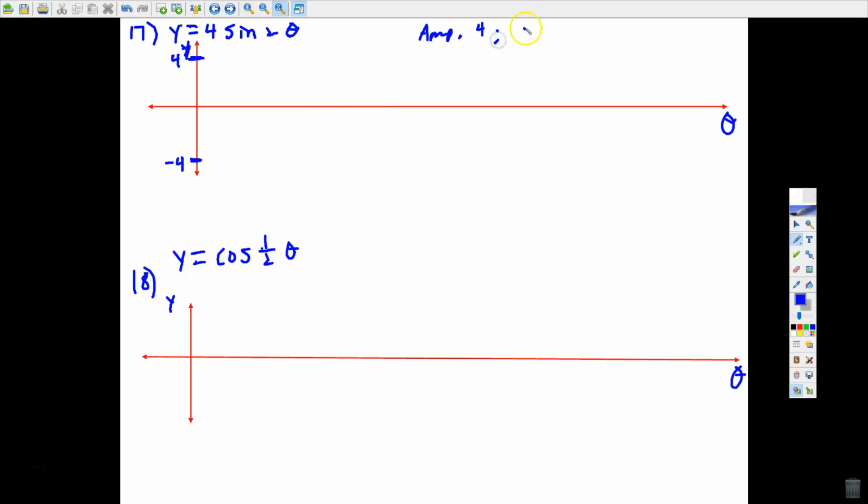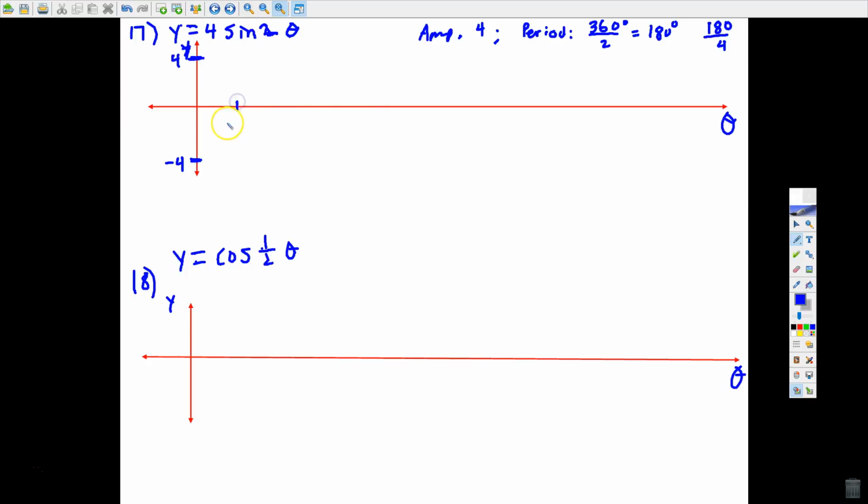The period is always found by taking 360 and dividing by whatever's in front of theta. So we'll do 360 degrees divided by 2, and that's 180 degrees. In our graph interval, the marks that we make on our theta axis will be 180 divided by 4. I think that's a good way to help organize the graph. Gives us some good inputs. So that's going to be 45.